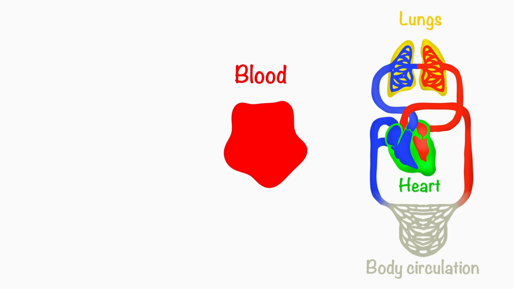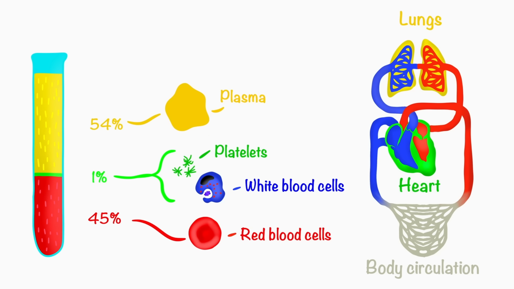Flowing through this complex network of vessels is blood, a specialized tissue that transports vital substances throughout the body. Blood is classified as a tissue even though it's fluid, and it makes up about 7 to 8% of your body weight. Blood consists of four main components: red blood cells, white blood cells, platelets, and plasma. Each component has specific functions essential for survival.